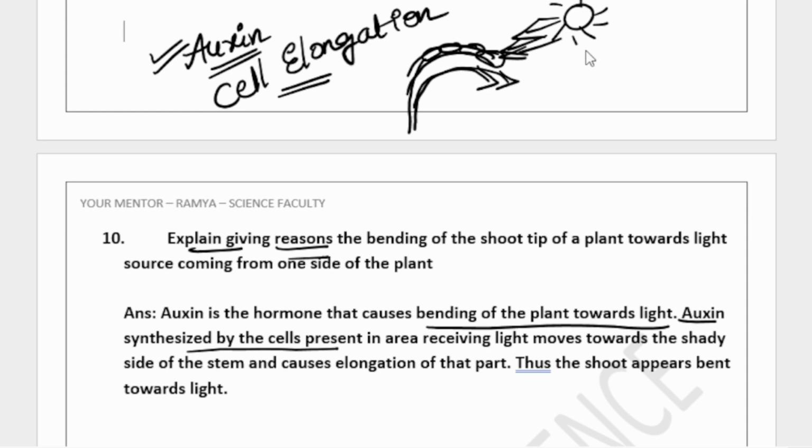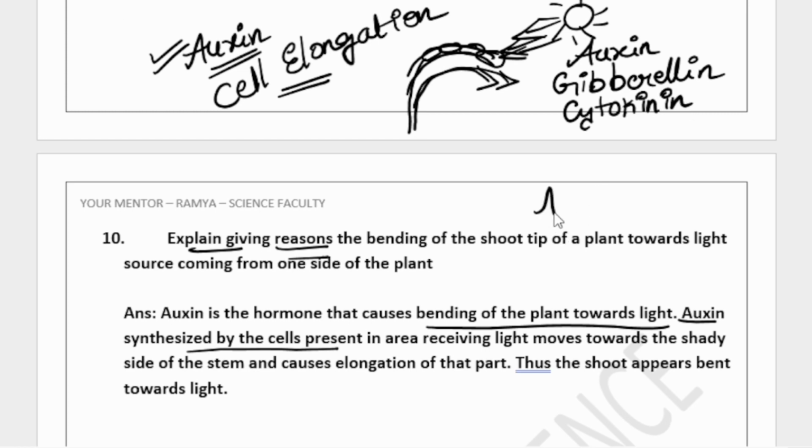So 4 hormones also you have to learn. The 4 hormones which you have to learn are: the first one is auxin, the second one is gibberellin, spelling G-I-B-B-E-R-E-L-L-I-N, gibberellin. And the third one is cytokinin. You should know about cytokinin, and you also have to know the next hormone, abscisic acid. So all the 4 plant hormones are very important.